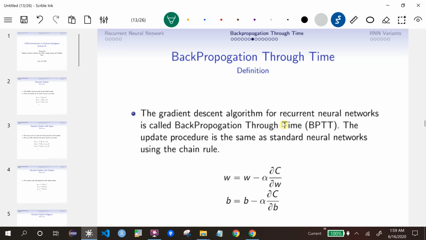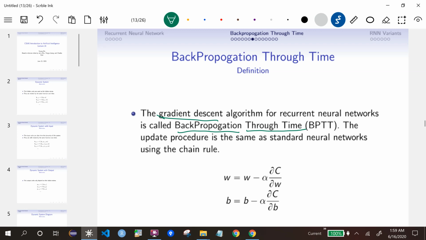Part 2 of lecture 24. So in the previous part, we talked about what is the structure of a recurrent neural network. And in this part, we're going to talk about how to train these. And as you expected, we're going to use gradient descent. And we are going to give it a fancy name. It's basically a chain rule, but we're going to call it backpropagation through time. And it's basically just chain rule.